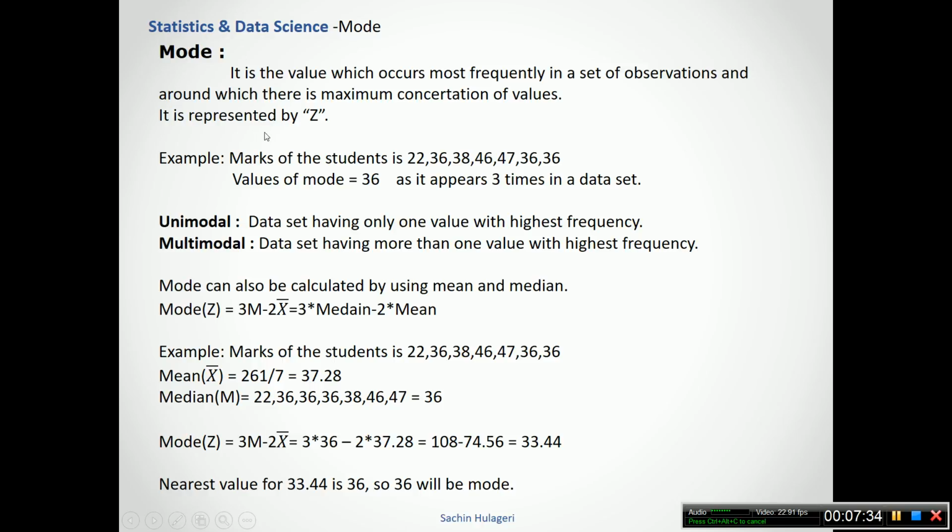Mode. Mode is a value which occurs most frequently in a data set of observations, and around which there is a maximum concentration of the values. It is represented by Z. For example, marks of the students: 22, 36, 38, 46, 47, 36 and 36. Here the value of mode will be 36 because it appears 3 times in the data set.